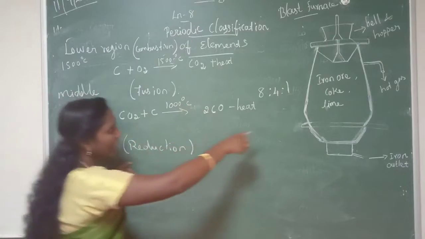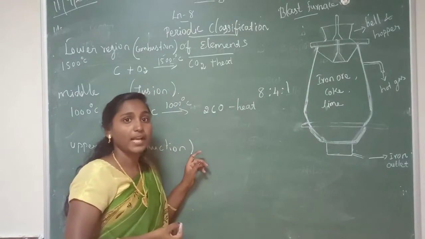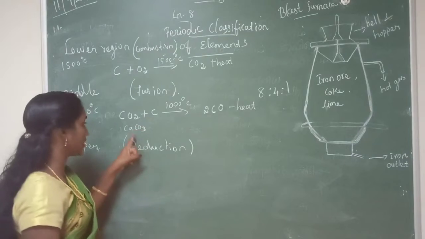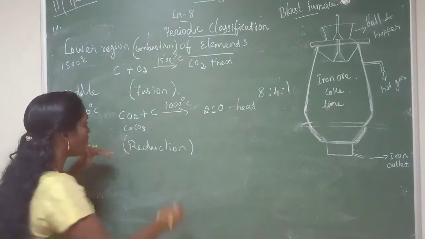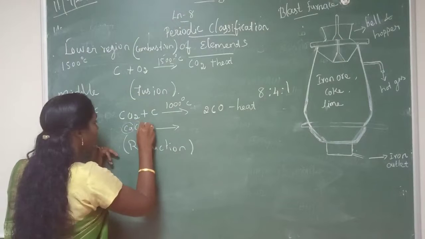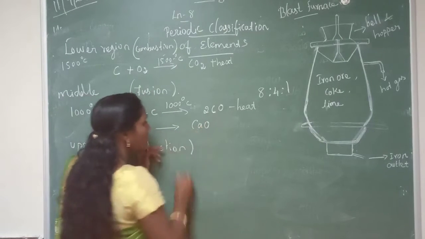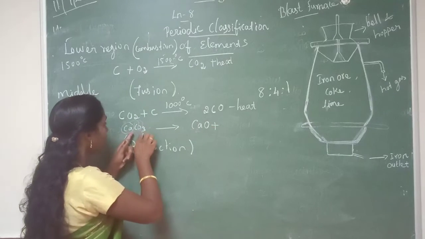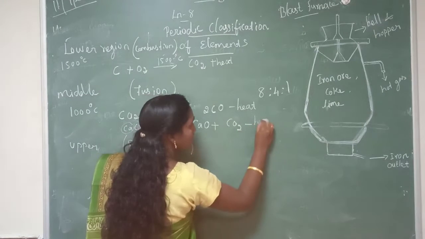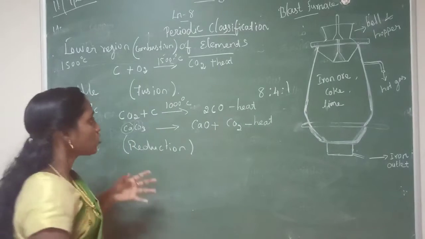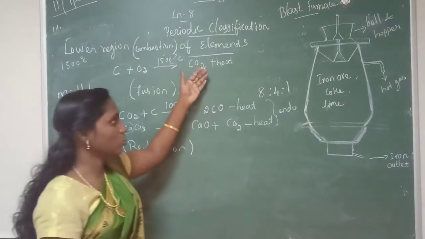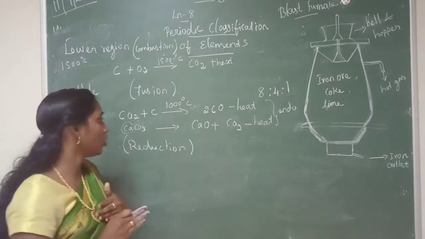And one more reaction is there. Here limestone is there, no? What is the limestone formula? Calcium carbonate, CaCO3. When this limestone decomposes, it forms calcium oxide, CaO, plus CO2. This reaction also absorbs heat. Both reactions are called endothermic reactions. Liberation of heat means exothermic reaction, absorbing heat means endothermic reaction.